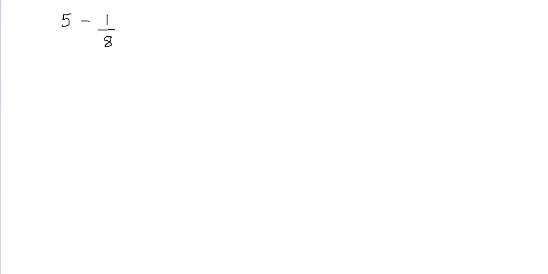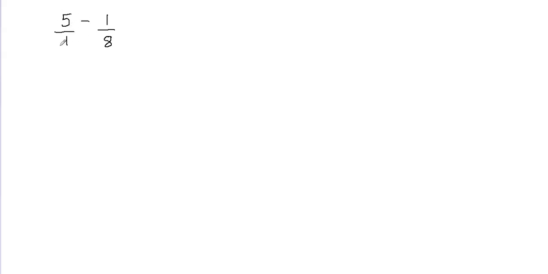Hi, in this video we'll learn how to subtract a fraction from a whole number. So the first thing we need to do is to convert the whole number into a fraction. And to convert a whole number to a fraction, we just need to put 1 in the denominator. So whenever you want to convert a whole number into a fraction, you just set the denominator equal to 1. And see, we did not change the value of it because 5 divided by 1 is still 5. This is just a different way of writing 5.